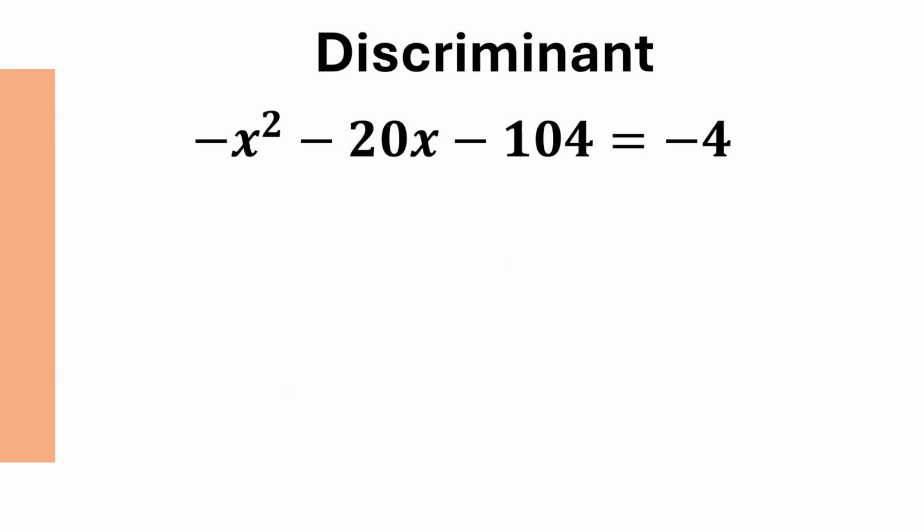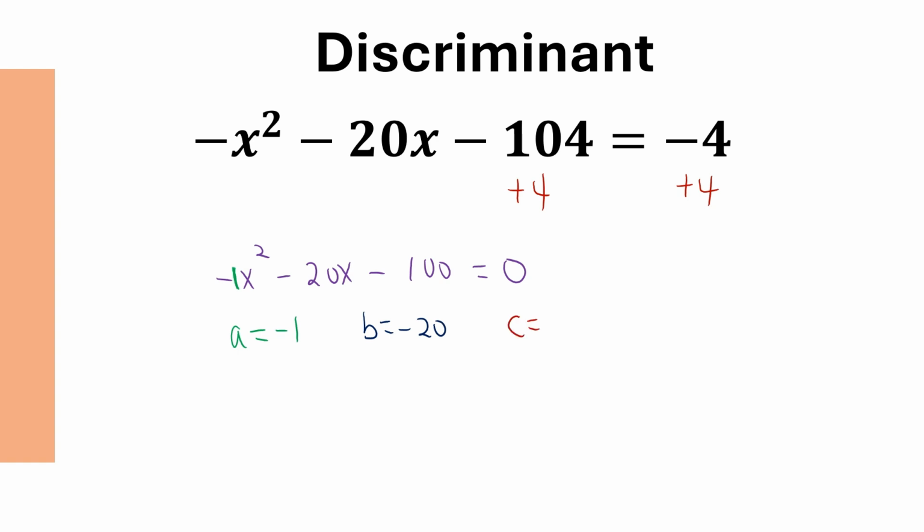Here's the last example of using the discriminant to determine the type of solution. The first step again is to make sure the equation is set equal to 0 by adding 4 to both sides. So now my equation is negative x squared minus 20x minus 100 equals 0. Then we're going to identify the values for a, b, and c. A is the number in front of x squared, and there's an invisible 1, so therefore a equals negative 1. B is the number in front of x, so that would be negative 20. And c is the constant, so that's negative 100.